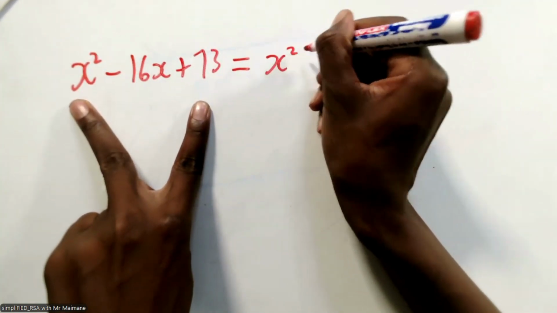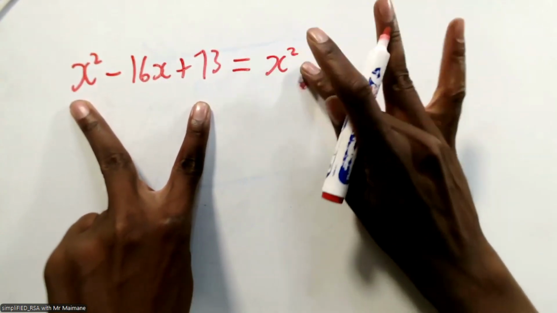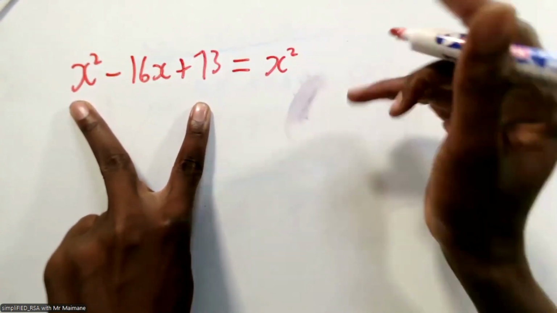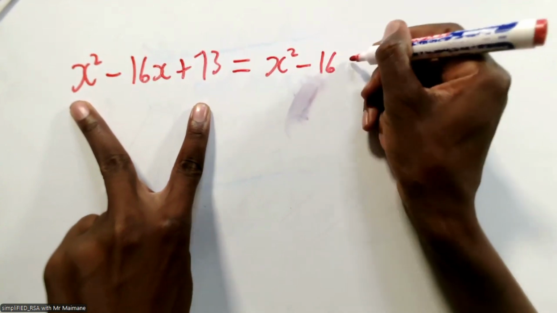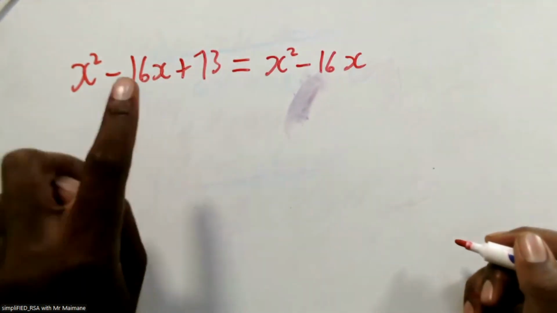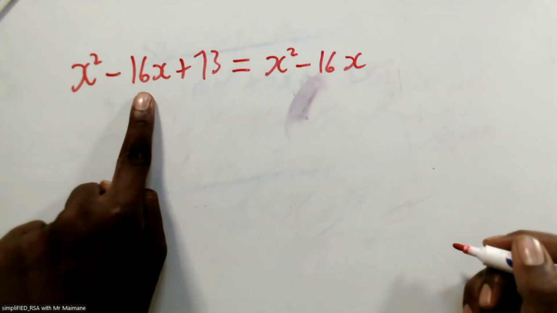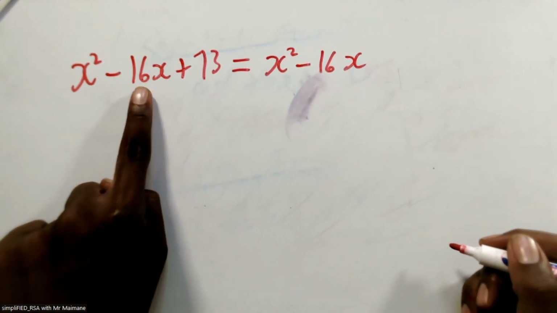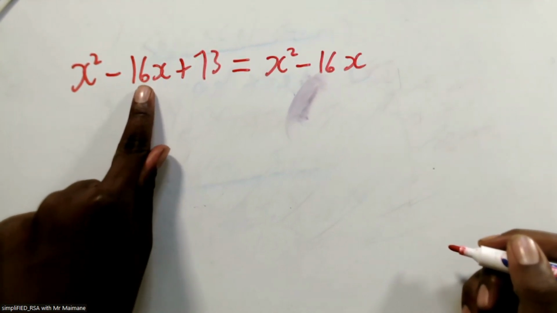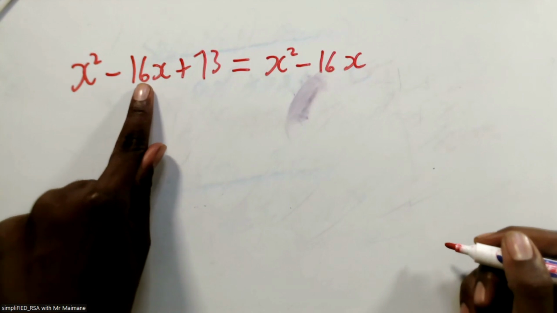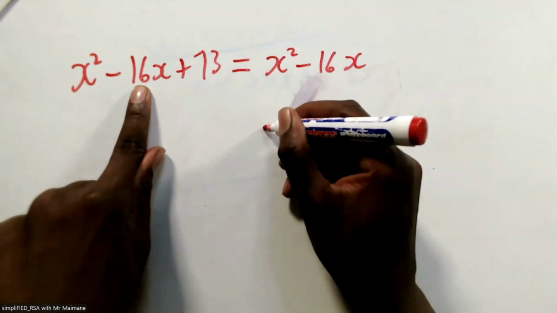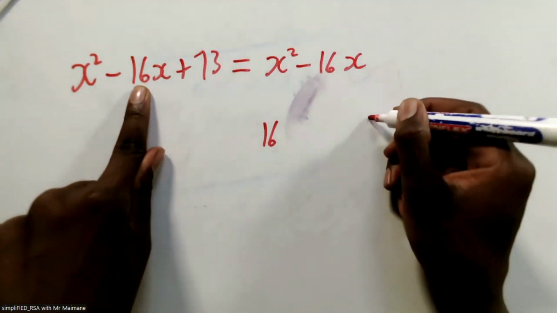So we say this is x squared minus 16x. Now, I have to add and subtract the square of half of 16. So what is half of 16? Half of 16 is 8.